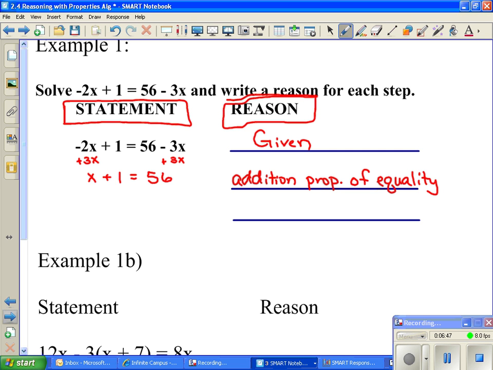Did I lose anybody in the algebra? All right, now what would you do in algebra? Okay, so we're going to subtract 1 from both sides. Now, what property would that be? Good. So subtraction property of equality. We're really subtracting 1 from each side, but we don't really show it. It's just a step we know what we're doing. If I subtract 1 from 56, I get 55. Any questions? Could you do that?